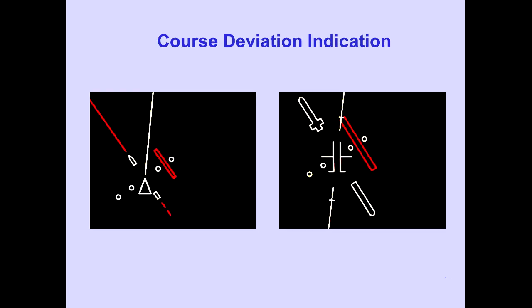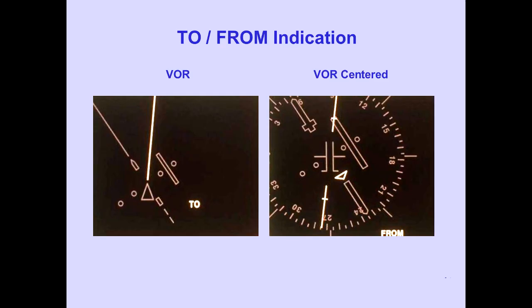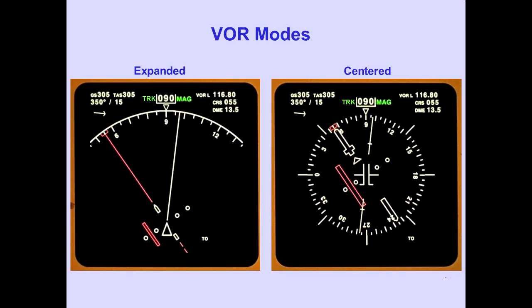The VOR modes have a course deviation indication. Course deviation is displayed with reference to the airplane symbol. A magenta bar indicates course position relative to the airplane. The VOR modes also have to from indications. To or from is displayed. The VOR centered mode also displays a to from arrow near the airplane symbol. These are typical VOR and VOR centered displays.